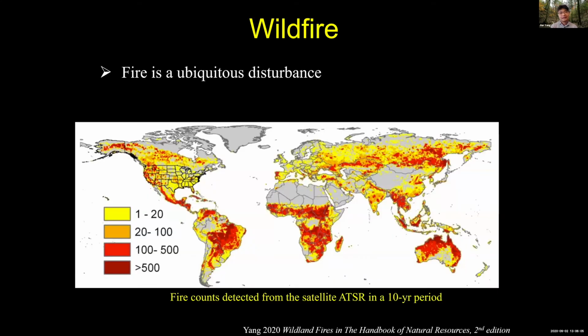So first, let me talk about fire. Fire is a ubiquitous disturbance. It occurs almost everywhere in terrestrial ecosystems as long as there is some vegetation. Some places have more frequent fires, some places have less frequent fires, but it is almost everywhere. For my own research, I have conducted fire research in the Chinese boreal forest, which is located in the southern portion of the Eurasian boreal forest.